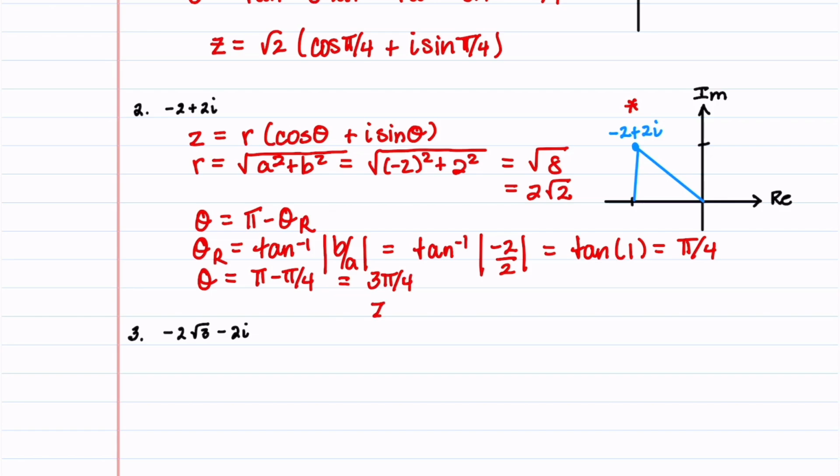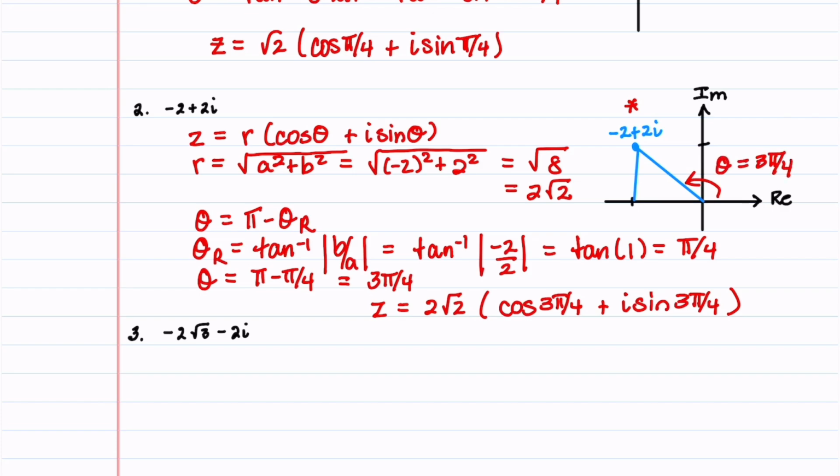So we can write our number as r, which is 2 root 2, cosine 3 pi over 4 plus i sine 3 pi over 4. And we can see that our angle is indeed 3 pi over 4.